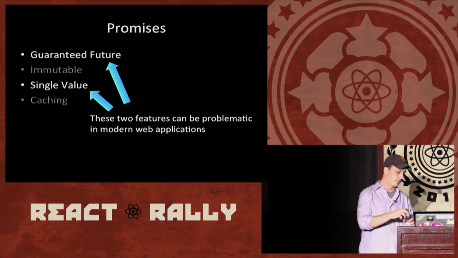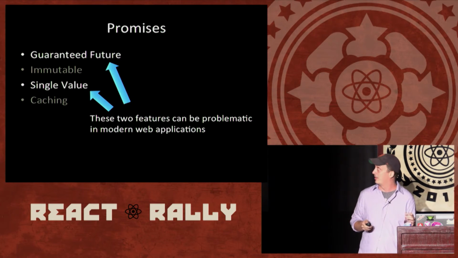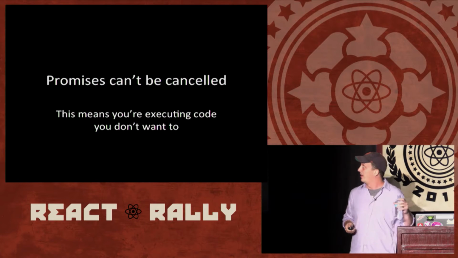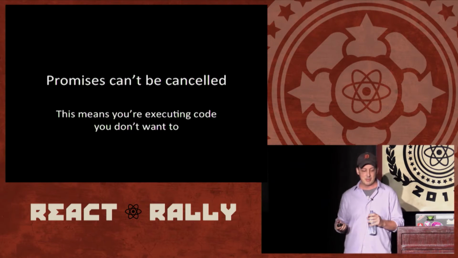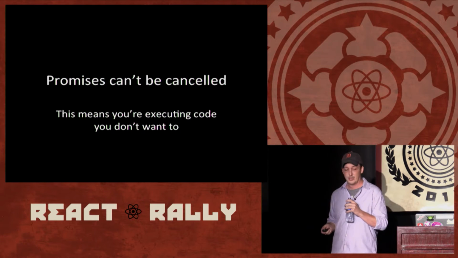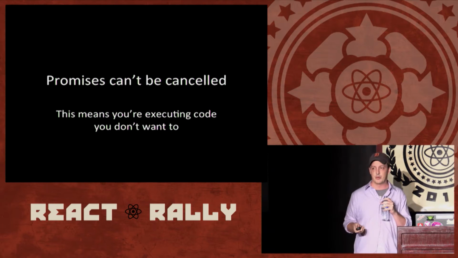So why is a guaranteed future problematic? A guaranteed future is problematic because that means that promises cannot be canceled, which means you're probably executing some code you didn't want to.